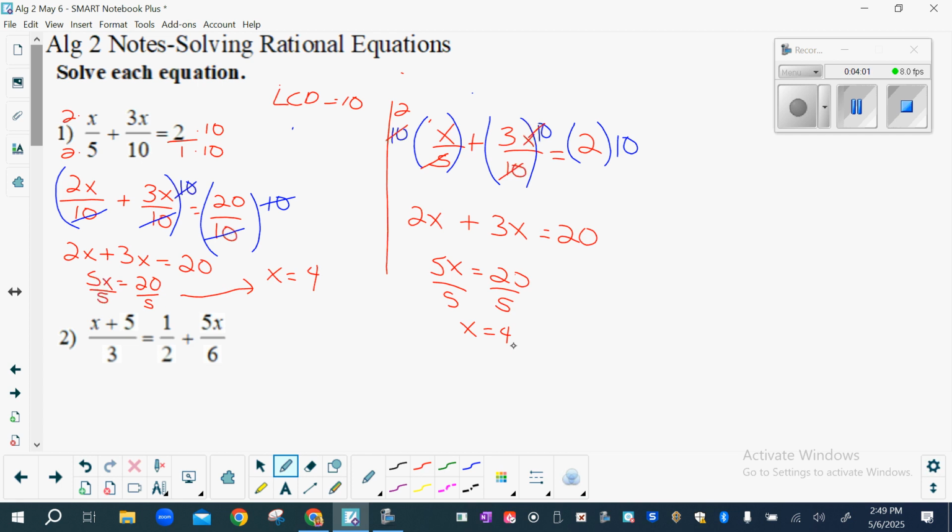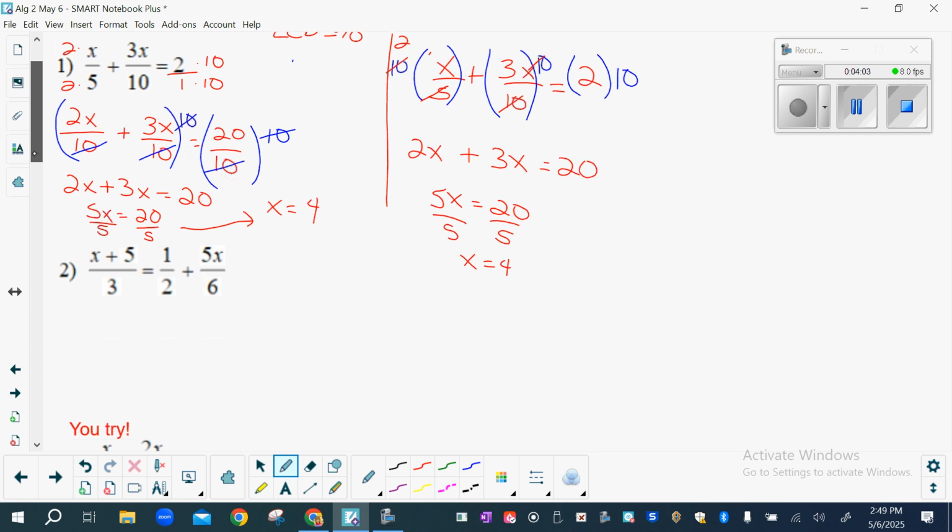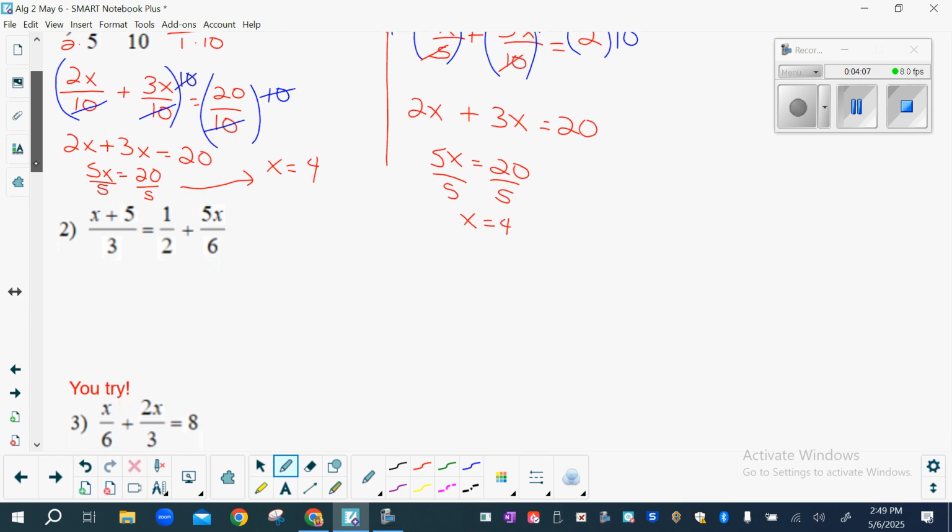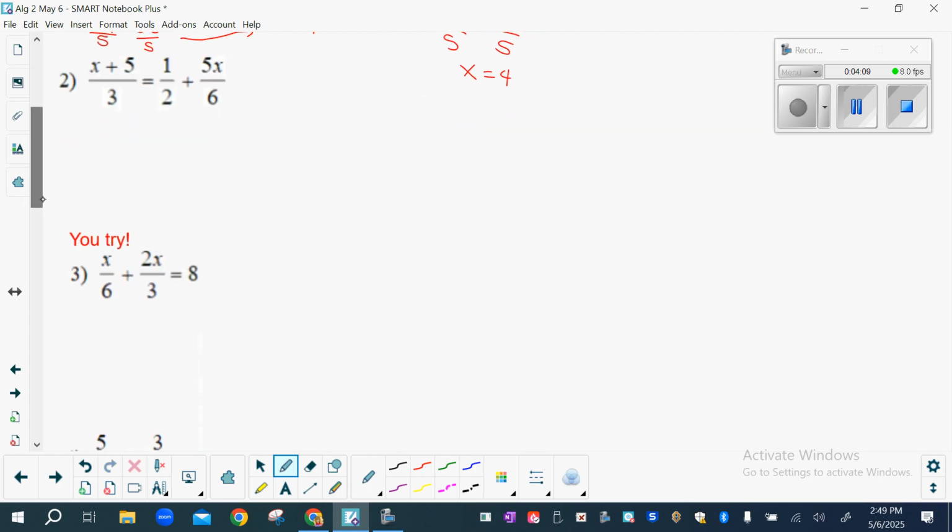Okay, so number 2, what's my least common denominator? Your least common denominator is 6. Yes. So if my least common denominator is 6, then what would I multiply the top and bottom of this one by? 2. That's where Aiden got the 2 from. What about the 1/2? 3. Right. And then do we need to multiply anything on the 5x over 6?